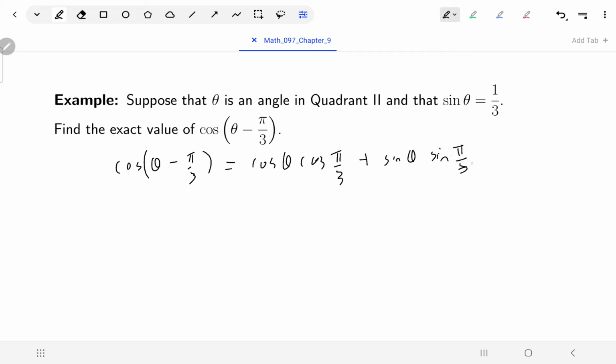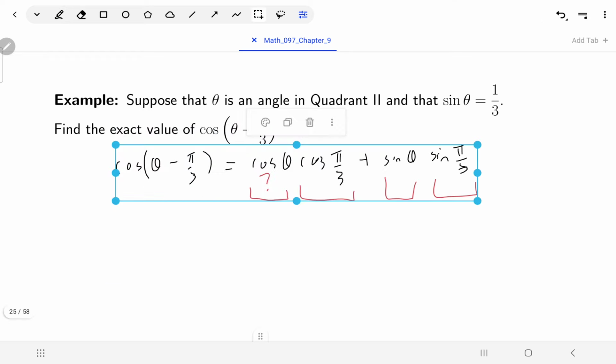As far as the things that we know, we can use special triangles to figure out sine and cosine of pi over 3. That's easy enough. And sine of theta, we were given in the question. We're told sine of theta is 1/3. The only thing that I need to figure out is: what is cosine of theta? Once I know that, I'll have all four parts, and then I can use my identity to figure out what cosine of theta minus pi over 3 is.